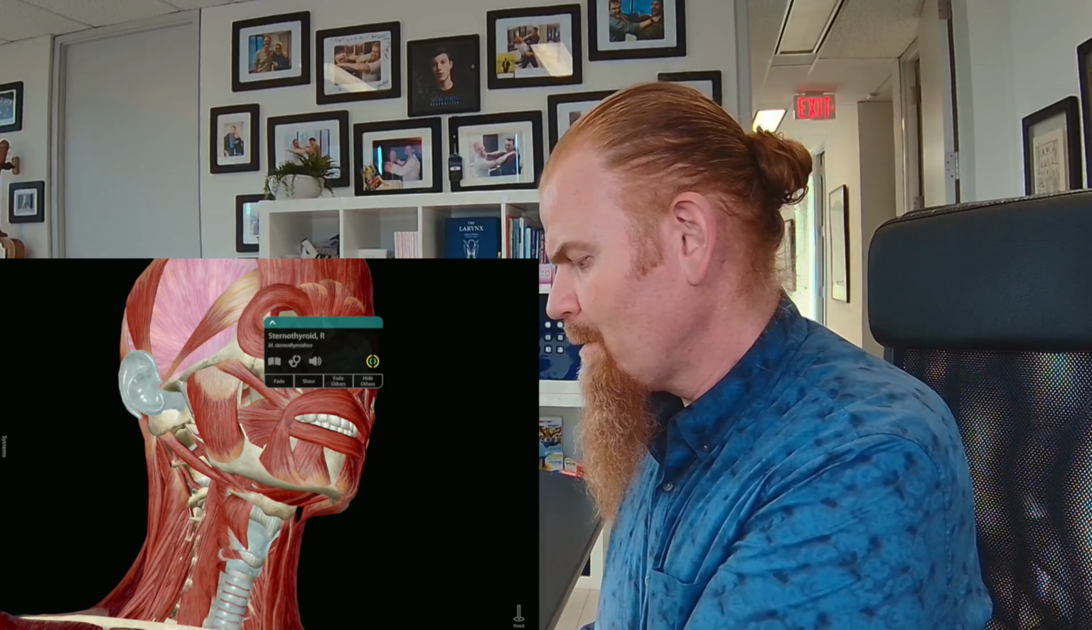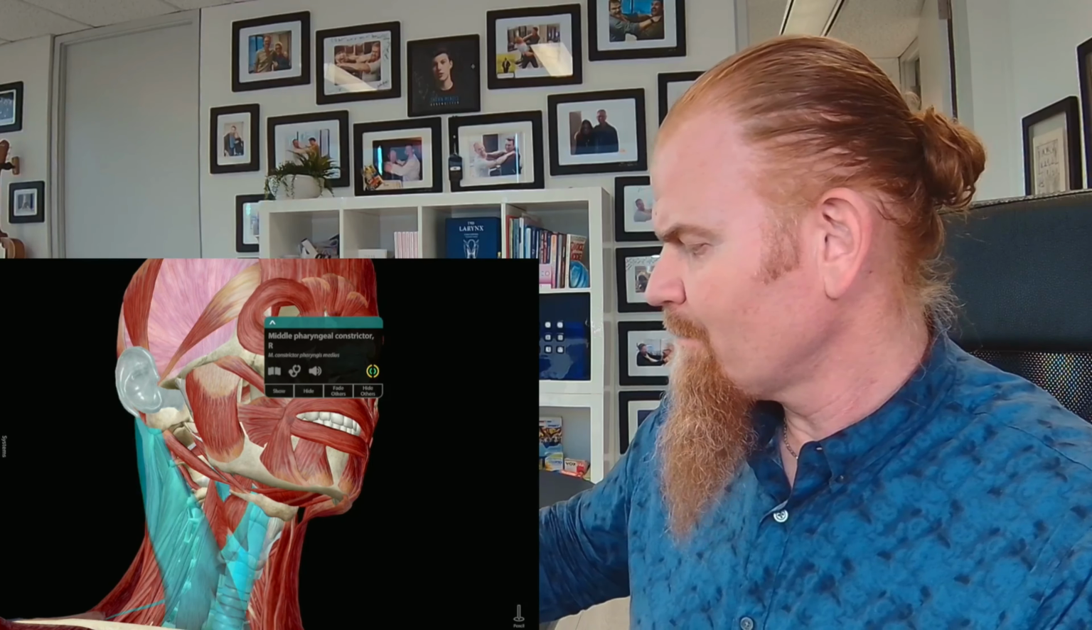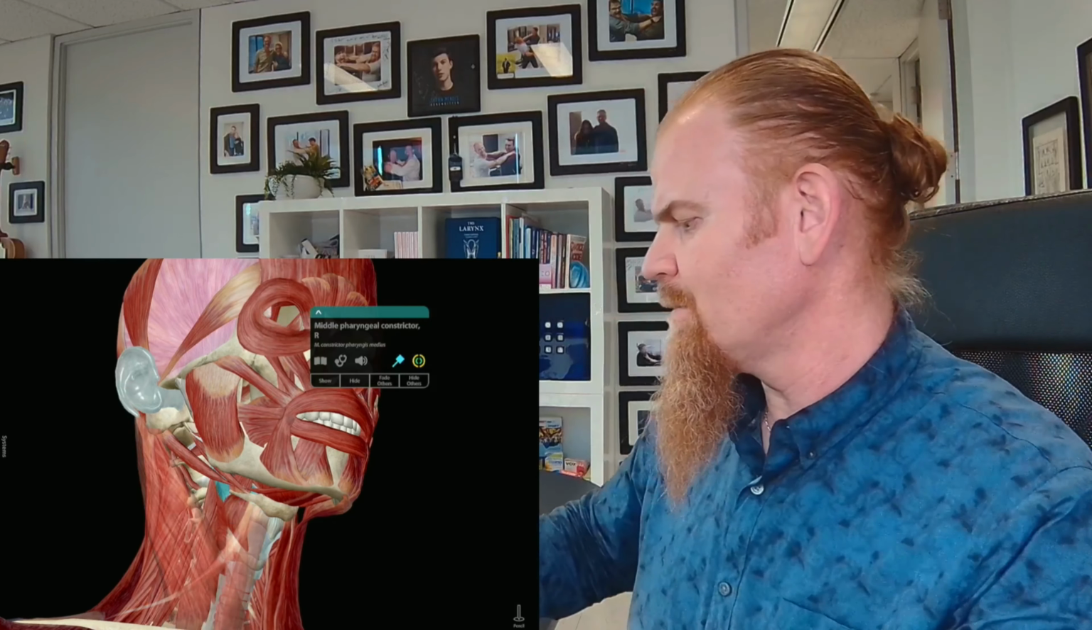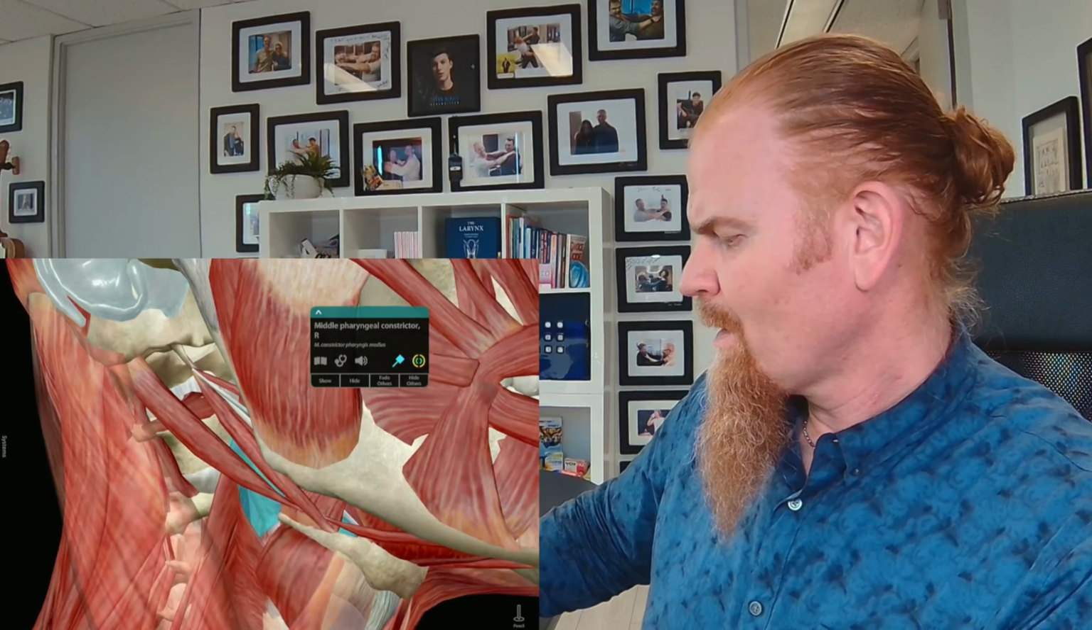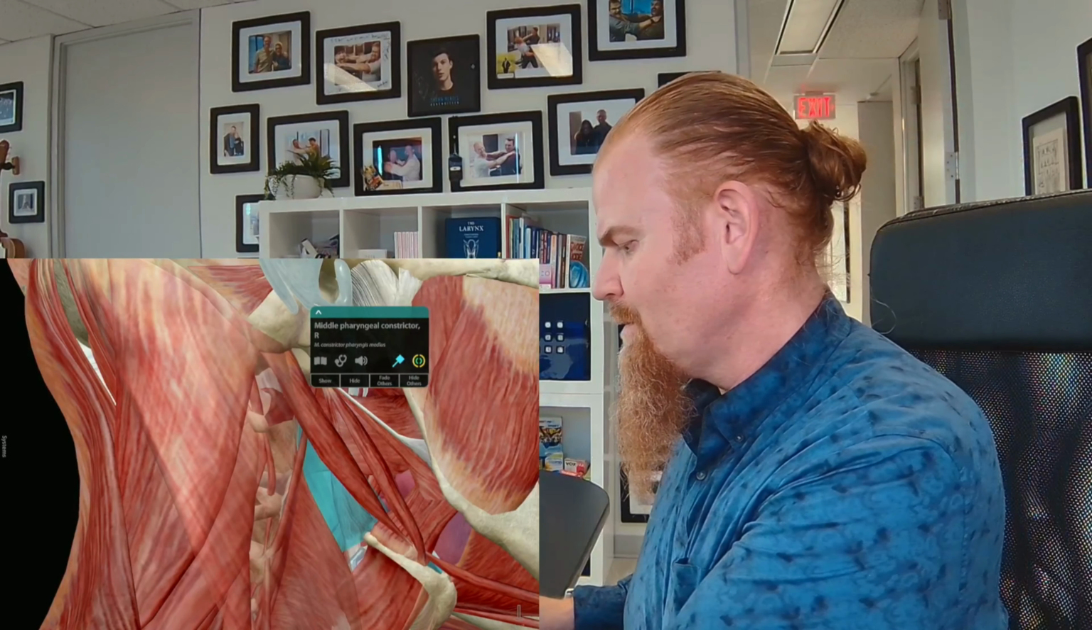The muscles that are back through here, this muscle is a very specific muscle that I target. This muscle right here, the middle pharyngeal constrictor, has to do with holding on to the hyoid bone right at the greater horn of the hyoid, right at that joint. So we need to relax this muscle for you to be able to swallow.